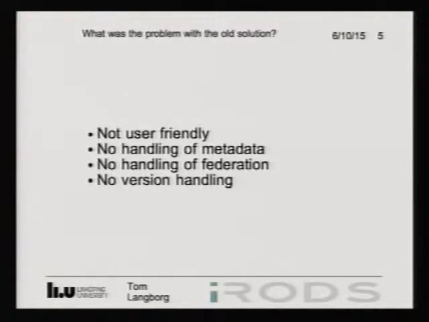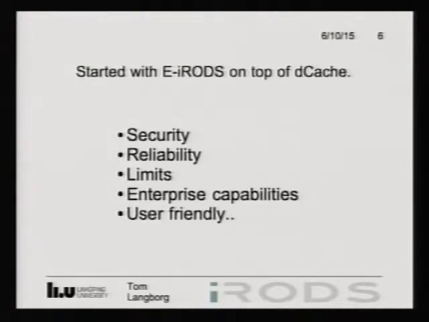We started with the enterprise iRODS, because it has the new functions that we needed for enterprise storage. We started by putting eiRODS on top of the dCache installation. We didn't add any storage, we just put another layer on top of that. We looked at security, reliability, limits, enterprise capabilities, and whether it was user-friendly. So we started testing this.